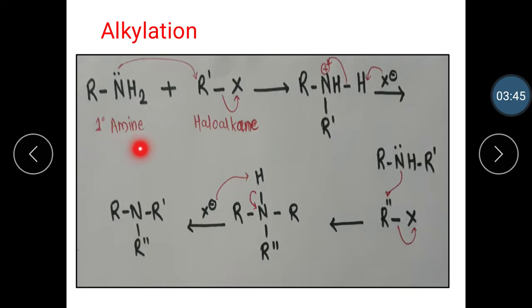So in the alkylation reaction, from primary amines we get secondary amines, and from secondary amines we get tertiary amines. From the primary amine we remove one hydrogen and join the alkyl chain. Then from the secondary amine we remove this hydrogen and add an alkyl chain. In this way the alkylation of amines occurs.